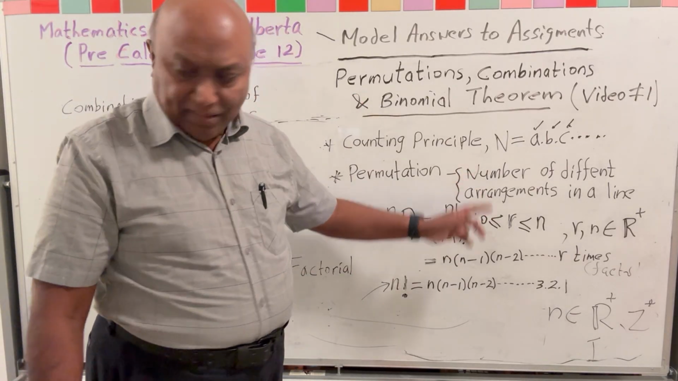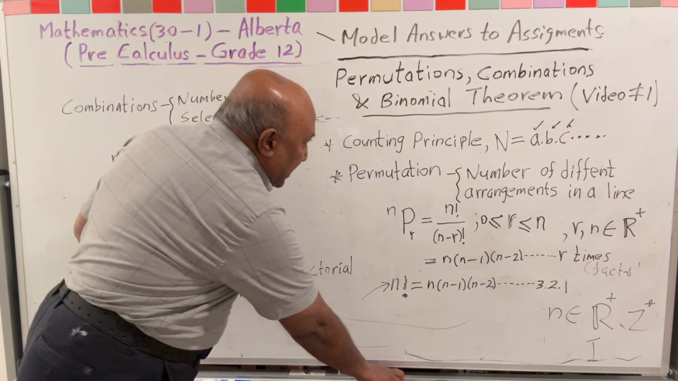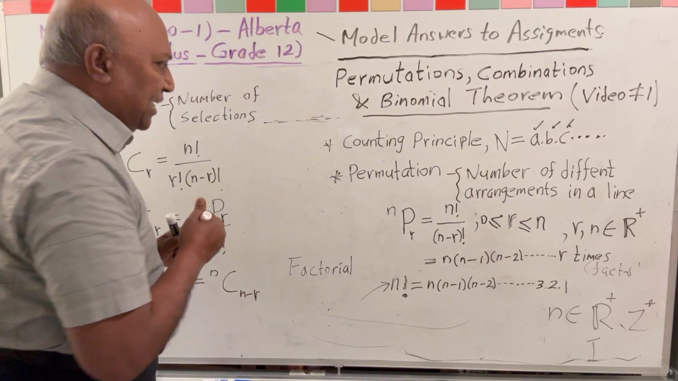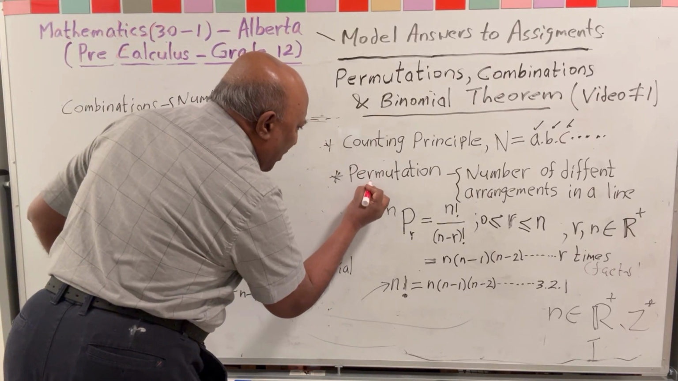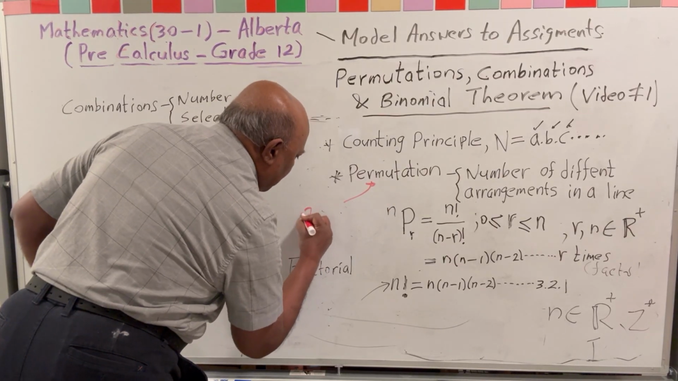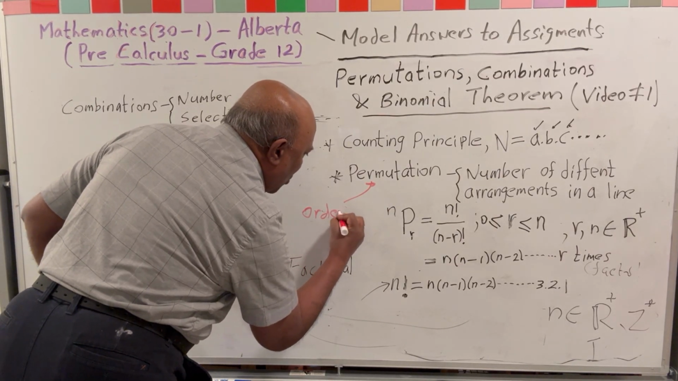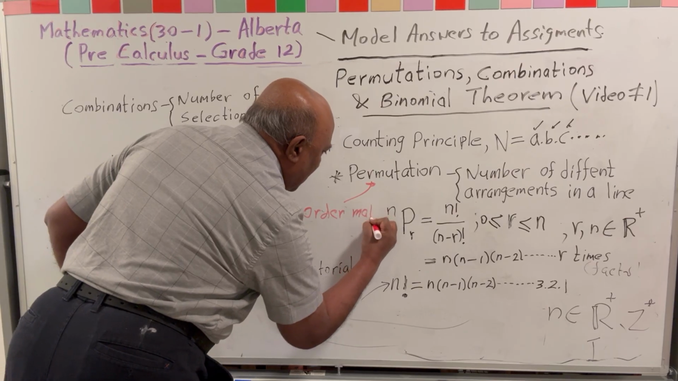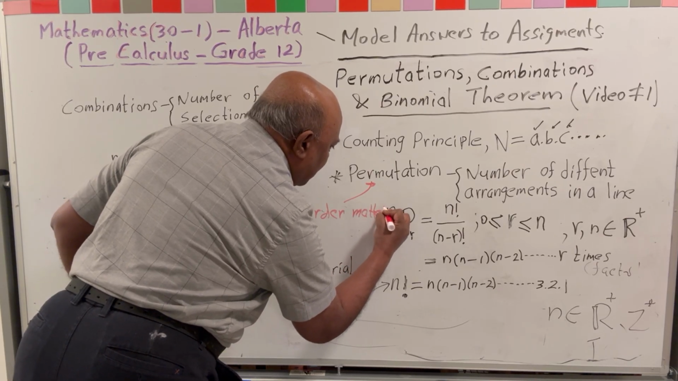One important thing. In the case of permutation, the order is important. That means order matters.